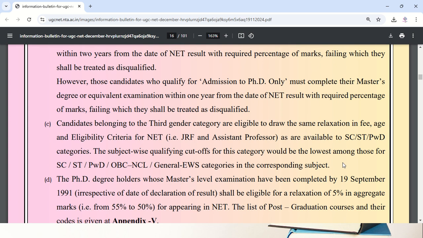Suppose you are in the third gender category, whatever subject cutoff has been provided for SC, ST, PWD, we will compare with those people. The third gender cutoff will be lower only. That is what they are mentioning.